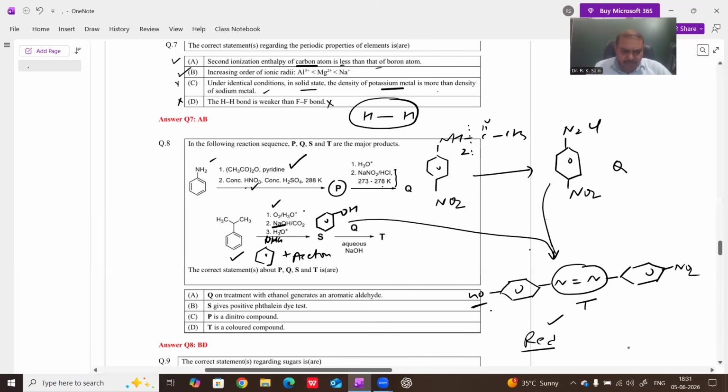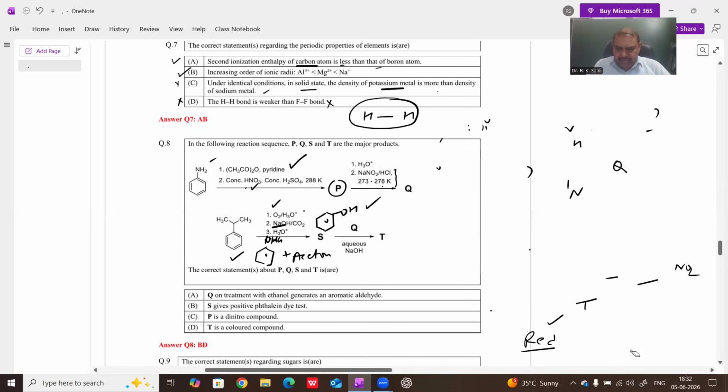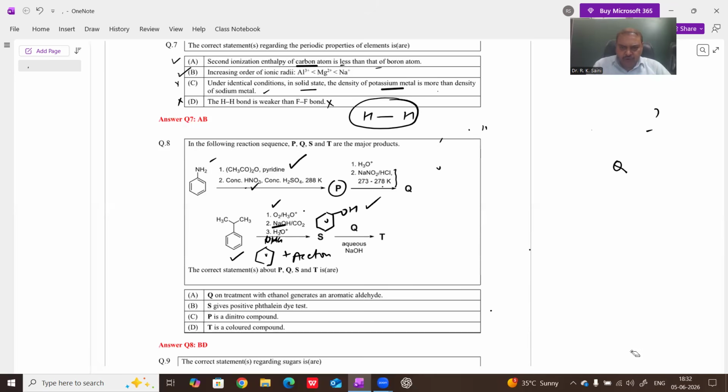Then we consider option first. Q on treatment with ethanol generates aromatic aldehyde. It is incorrect, because when ethanol reacts with this, then this group changes into H, and hence the nitro compound is obtained. Incorrect. S gives positive phthalein test. Compound S is phenol and gives the phthalein test. Phthalein test is a very important reaction: when phenol is treated with phthalic anhydride in presence of concentrated H2SO4, then the indicator phenolphthalein is formed, and this reaction is known as the phthalein test or phthalein reaction.